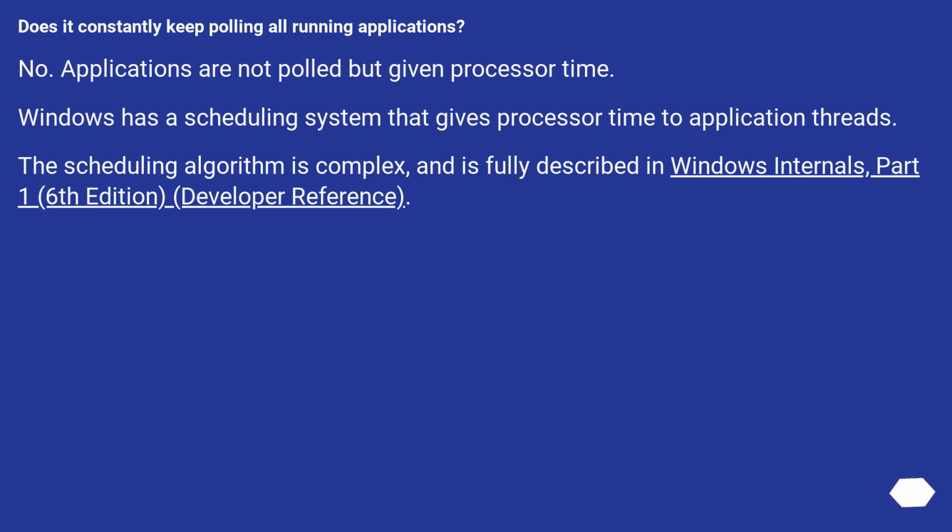Does it constantly keep polling all running applications? No. Applications are not polled but given processor time. Windows has a scheduling system that gives processor time to application threads. The scheduling algorithm is complex, and is fully described in Windows Internals, Part 1, 6th edition, Developer Reference.